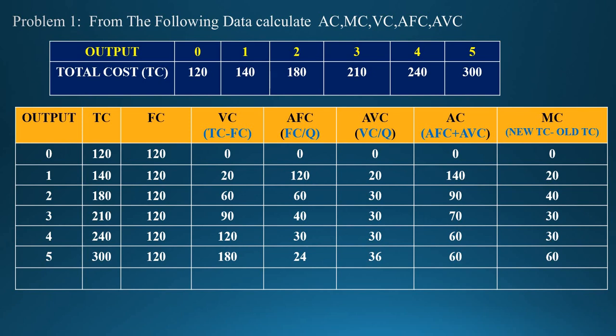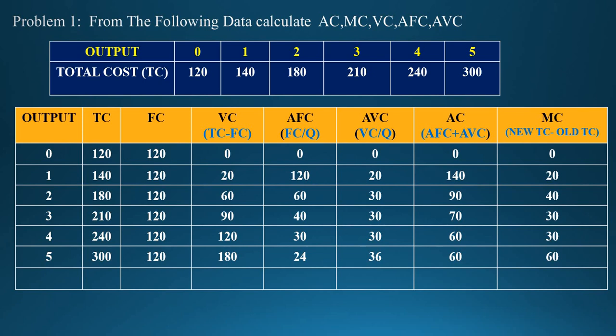So in this problem, where is the output level 0? At that level, what is the total cost? 120. Output 0 means there is no production, but still there is a cost of 120.